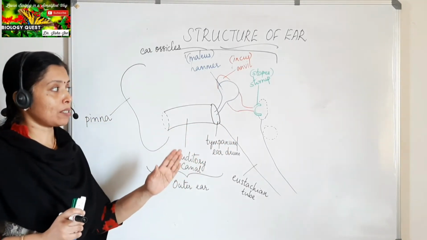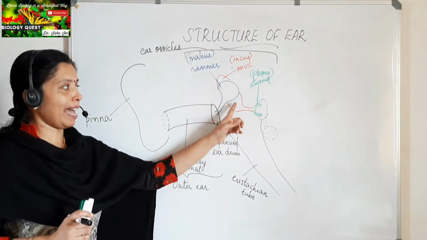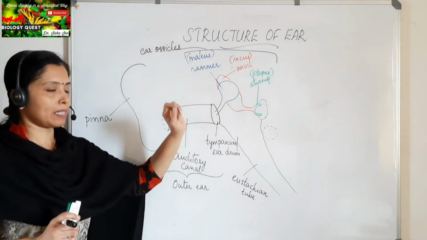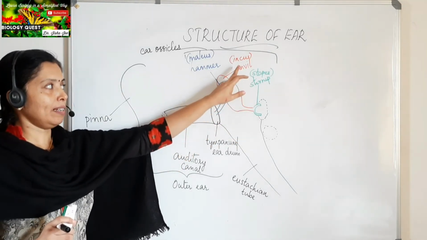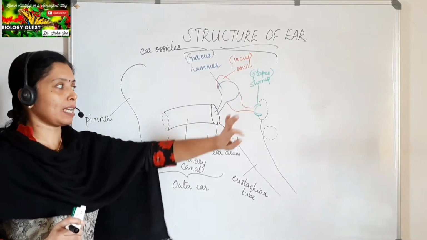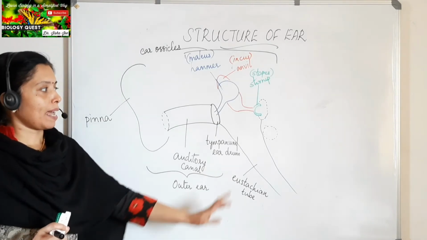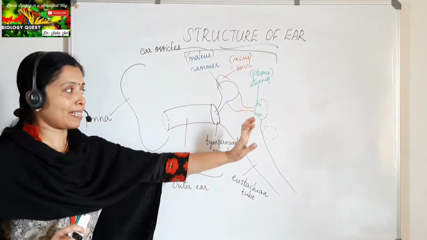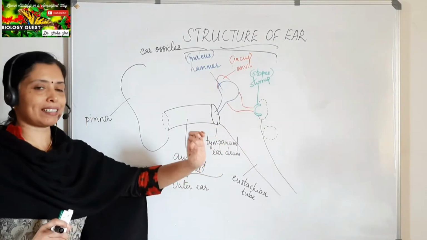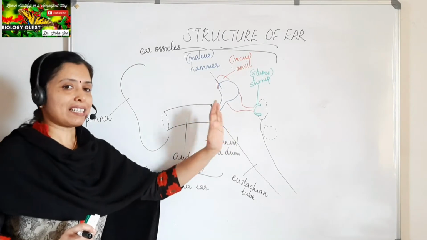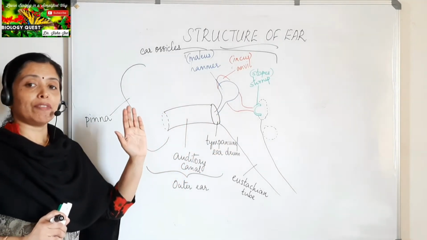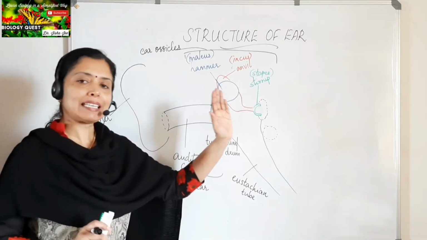The middle ear comprises the three bones: the hammer, anvil and the stirrup. Hammer is the first bone, otherwise called the malleus. The second bone is the anvil, the scientific name is incus, and the third bone is the stirrup, scientific name stapes. The free end of the stirrup is attached to the oval window. A little below the oval window, there is a round window. Both are covered by membrane, and these are openings which connect the middle ear with the inner ear.